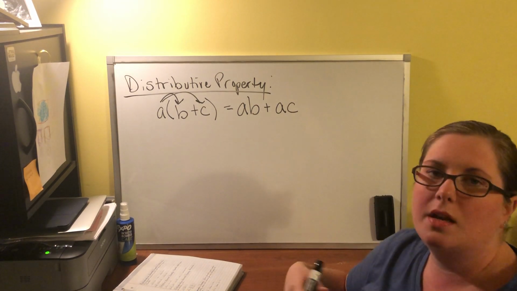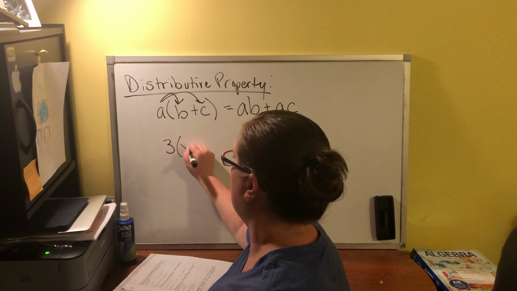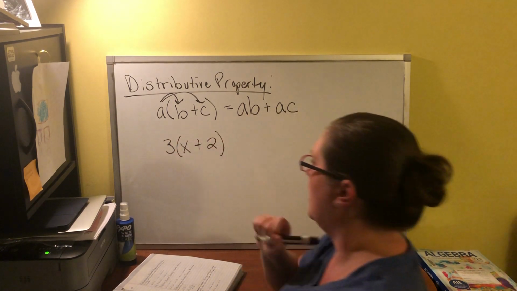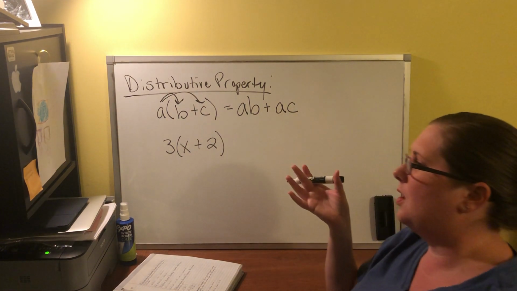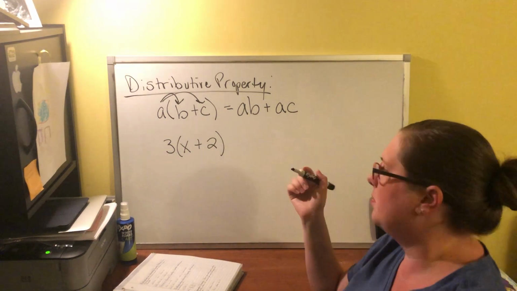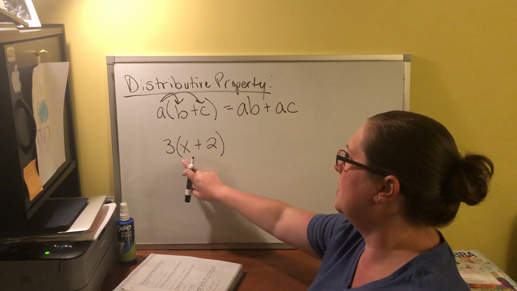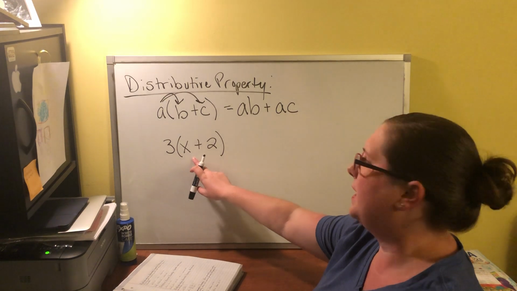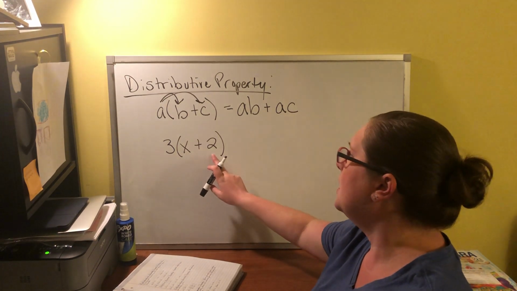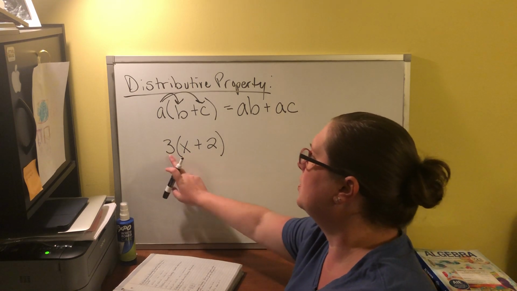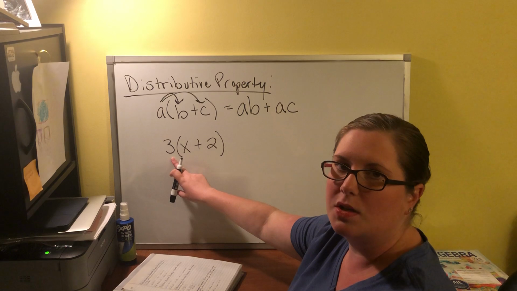So let's go ahead and apply that. They're going to tell you to simplify, and let's say they gave you 3 times the quantity x plus 2. The first thing you're going to look for when you're dealing with order of operation problems is, of course, your parentheses. Can we do anything inside the parentheses? No, I can't add x plus 2. They're not like terms, and we're going to get into that in the next section. So we're going to look out in front and see if there's something directly outside of the parentheses that we can multiply by, and we can.